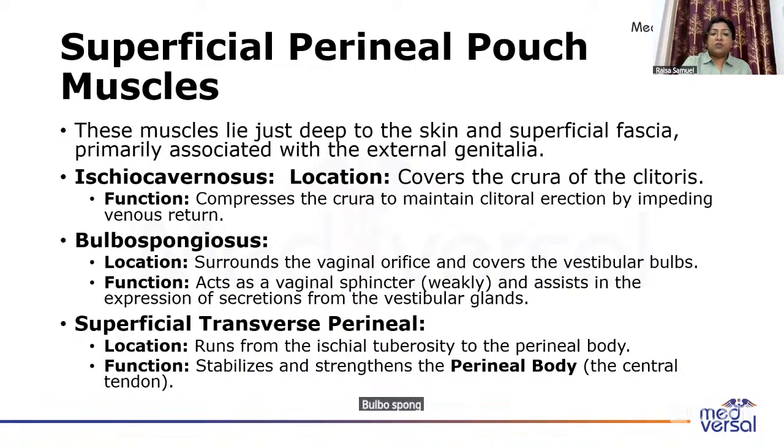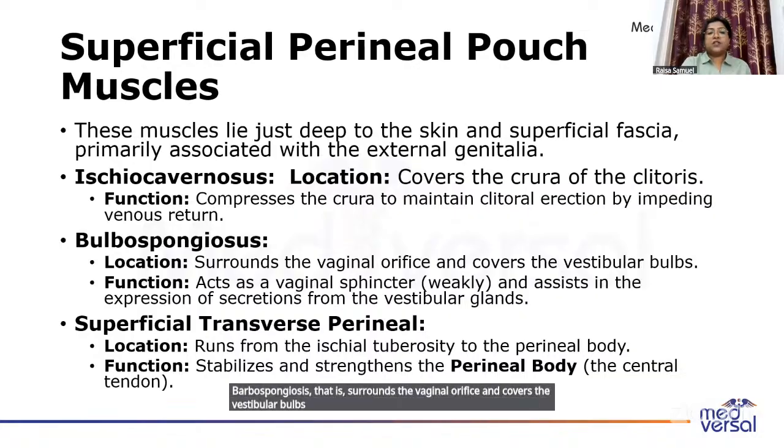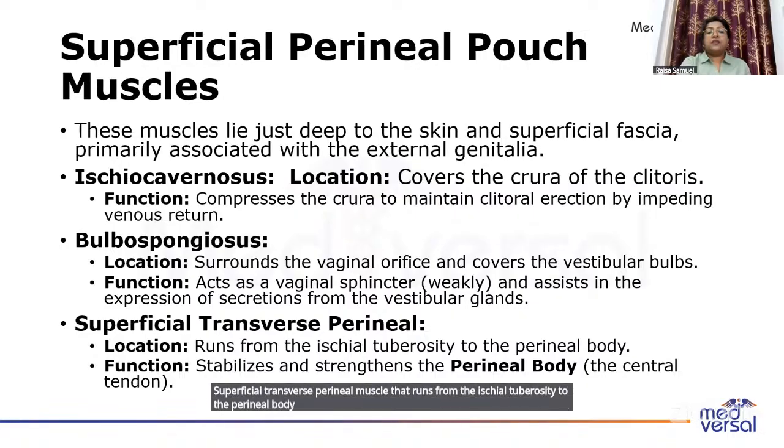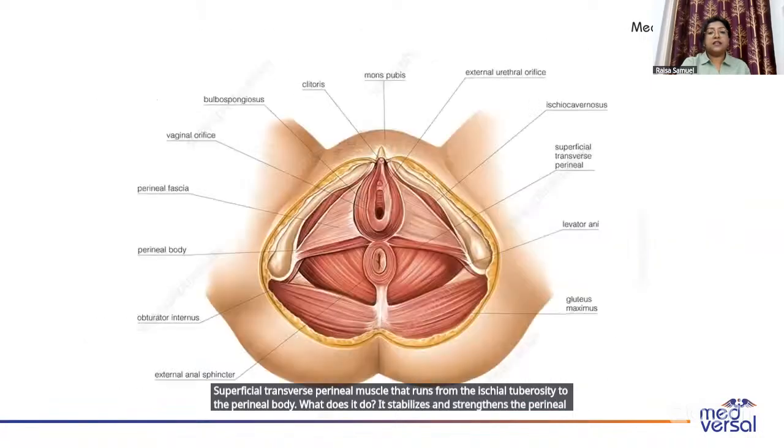Bulbospongiosus surrounds the vaginal orifice and covers the vestibular bulbs. What is its function? It acts as a weak vaginal sphincter and assists in the expression of the secretions from the vestibular glands. Superficial transverse perineal muscle runs from the ischial tuberosity to the perineal body. What does it do? It stabilizes and strengthens the perineal body, which is the central tendon.